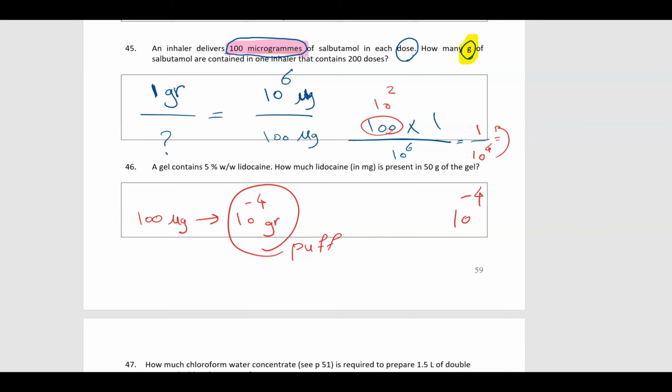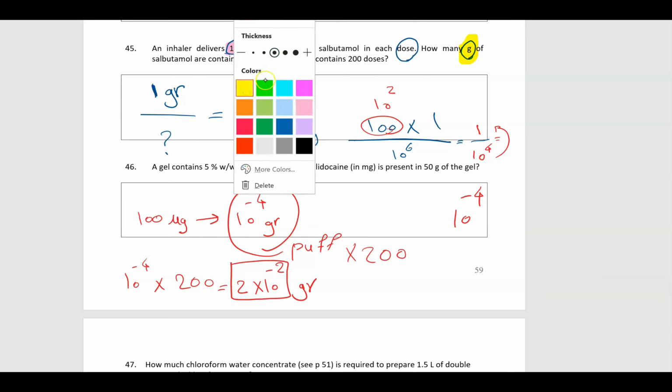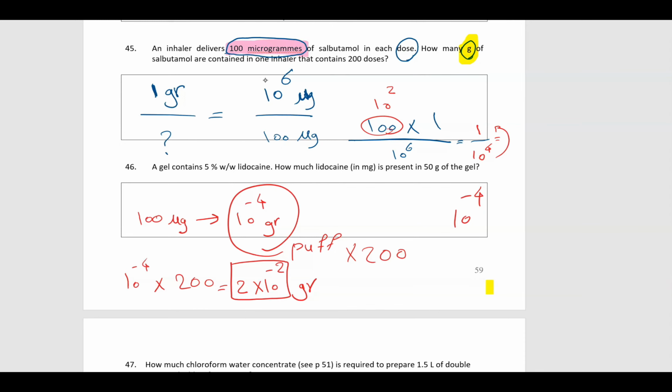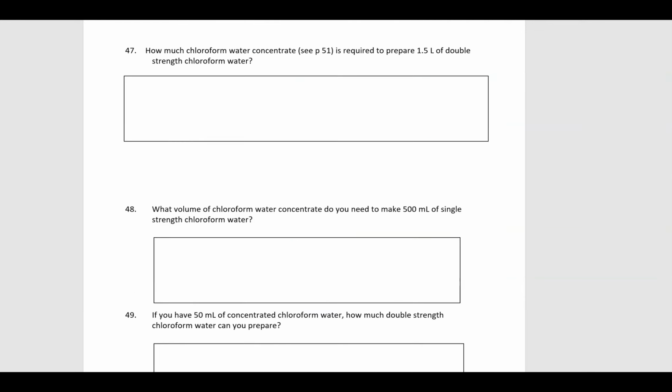So if we have 200 puffs, so 10 to the power of minus 4 times 200, it's 2 times 10 to the power of minus 2 grams. So the answer is this container has 2 times 10 to the power of minus 2 grams in one container.